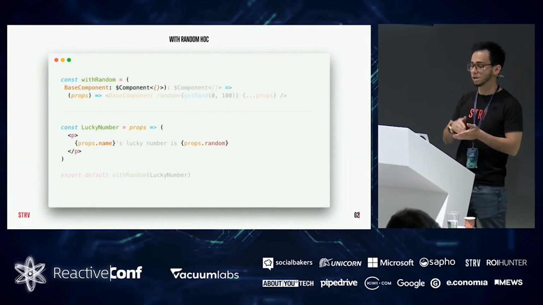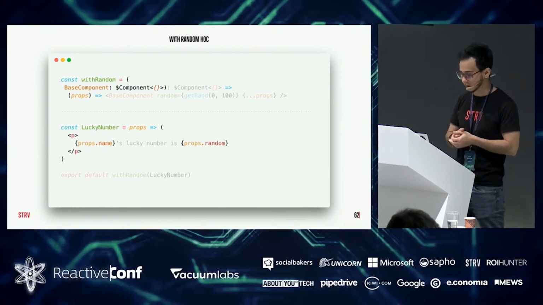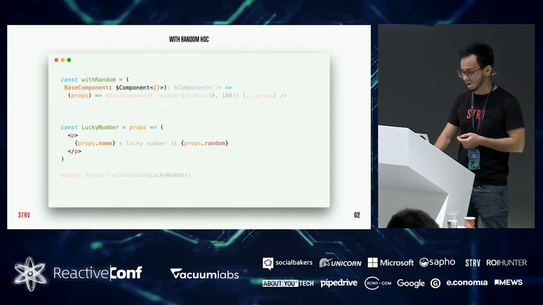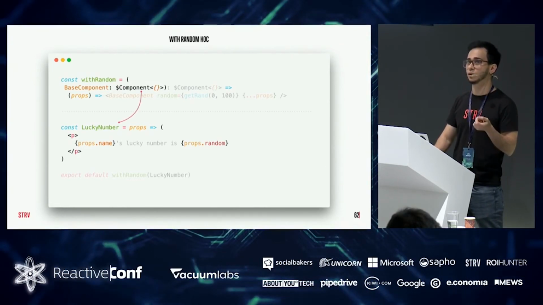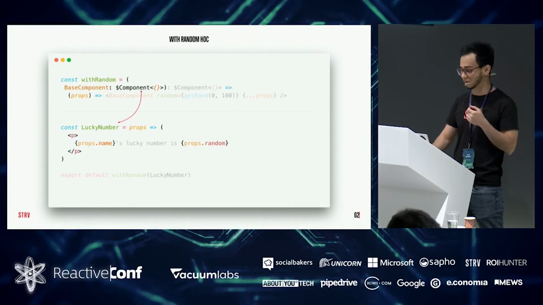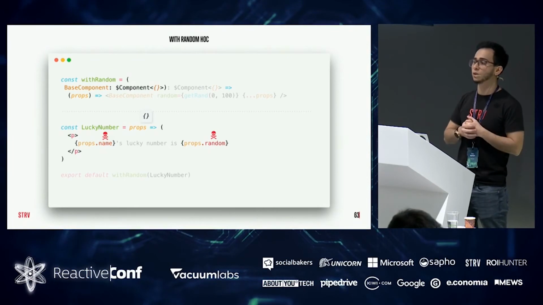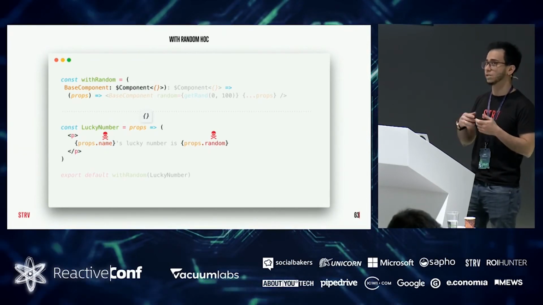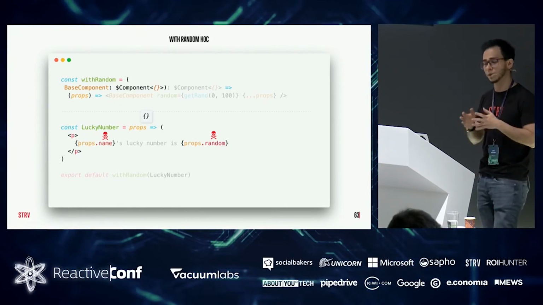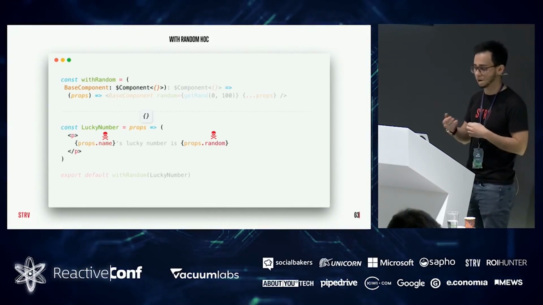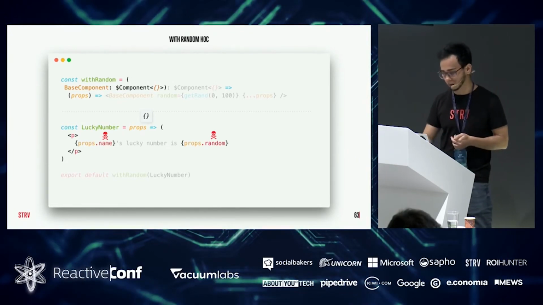We say base component is this component with empty properties, and that's it. Now, just remember that this is what's going to be wrapped. So in this case, a lucky number, and Flow will know that the props in this case is an empty object. Now, name and random will have some error because, of course, name and random do not exist in this empty object. So let's keep working on that.